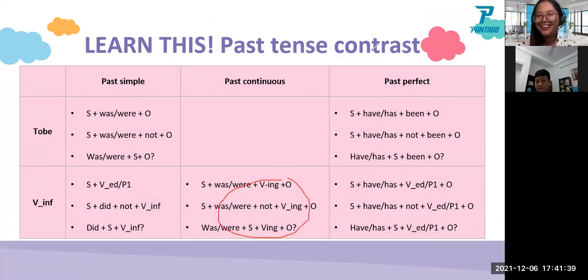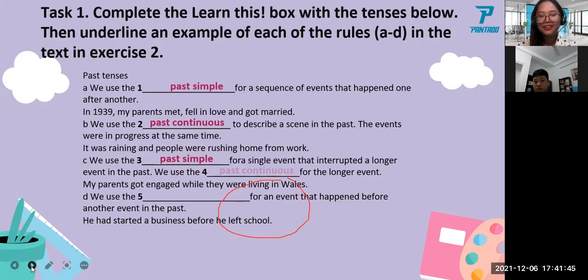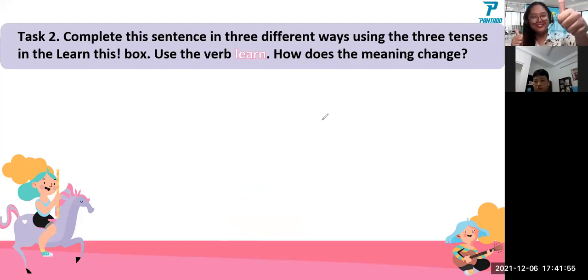Okay, all right, now let's go. So are you ready to answer the next activity? I'm ready. Now, previous activity, you're the best. Congratulations, Koa. Grammar is excellent. Now let's go to task two.